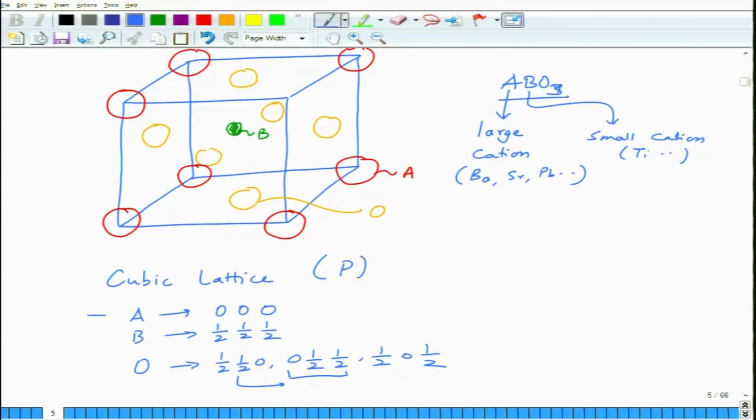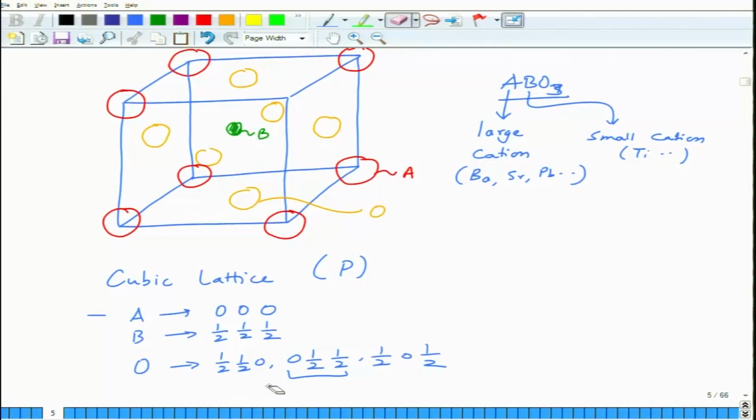So if you translate half half 0 by 100, you will get 3/2, half, 0, right. If you translate this by 010, you will get half, 3/2, 0. Similarly, if you translate this by 001, you will get half, half, 1. So you will again reach the same kind of point, you will not reproduce these two points. So in order to produce these two points, you need to explicitly mention them. So that is why it is a primitive lattice.